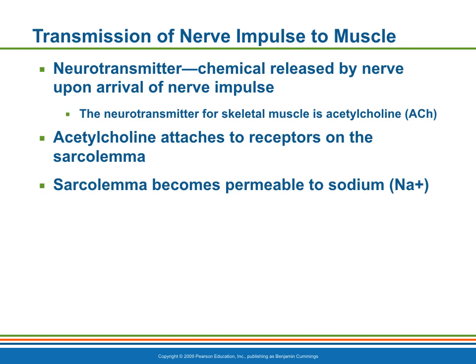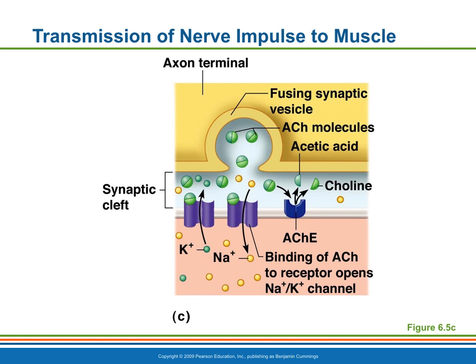Then the sarcolemma becomes permeable to sodium, which rushes into the muscle cell, and to potassium ions, which diffuse out of the cell. However, more sodium enters than leaves. This imbalance gives the cell interior an excess of positive ions, which reverses the electrical condition of the sarcolemma. This event, called depolarization, opens more channels that allow sodium entry only. This upset generates an electrical current called an action potential.